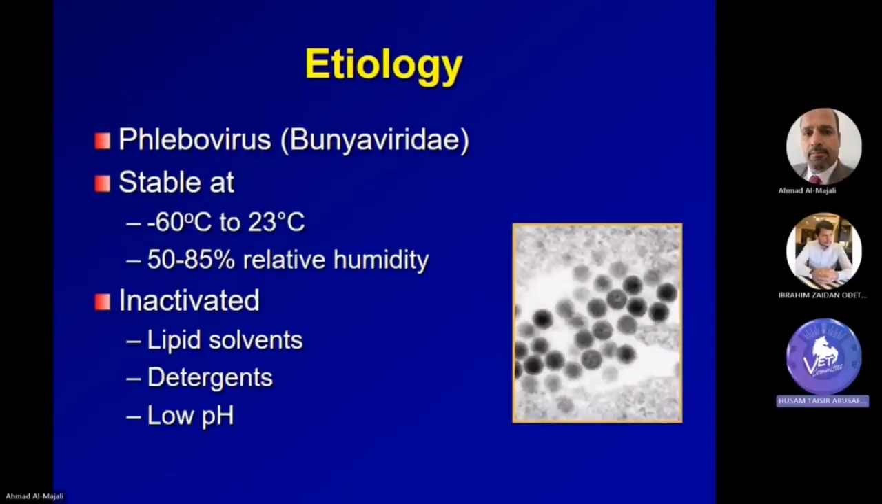The disease is caused by a virus. It is basically an arthropod-borne disease. So it is transmitted by insects. And those viruses that are basically carried by insects, we refer to them as arboviruses. So it's a Phlebovirus from the family Bunyaviridae.